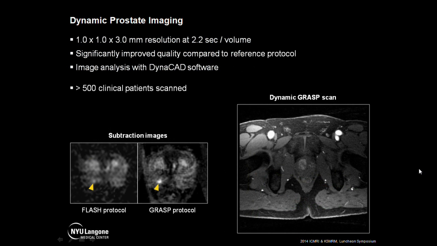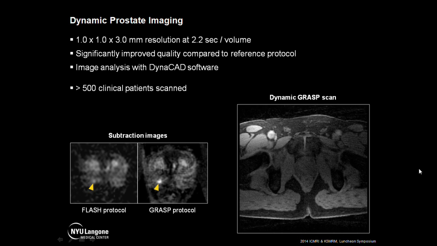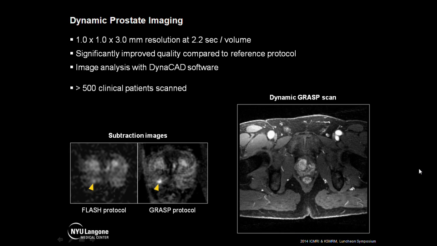Now, of course, we can not only use the GRASP technique for liver imaging. It's a generic dynamic imaging technique, and so we can use it for any other dynamic imaging application as well. Actually, the largest portion of GRASP scans so far has been done in the prostate. In the prostate, we can now get a spatial resolution of 1 by 1 millimeter with a temporal resolution of 2.2 seconds per frame.